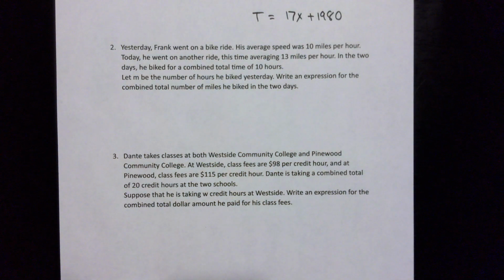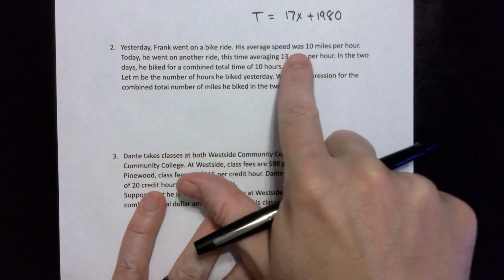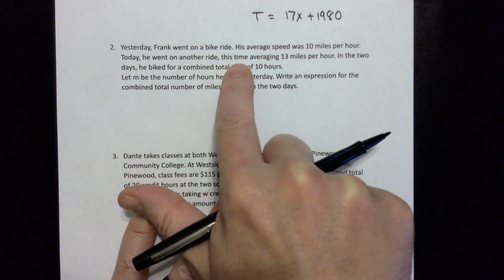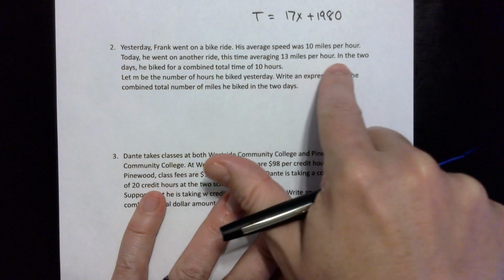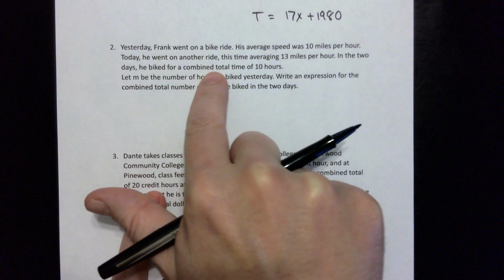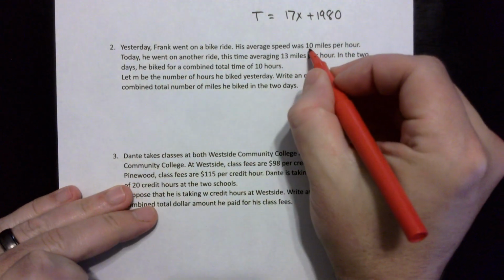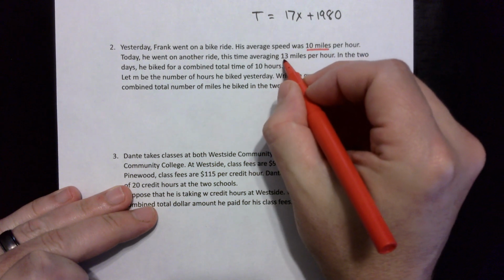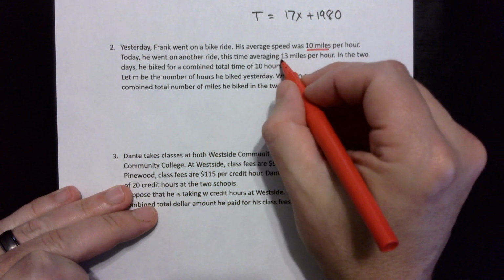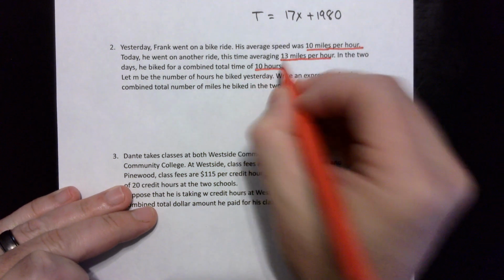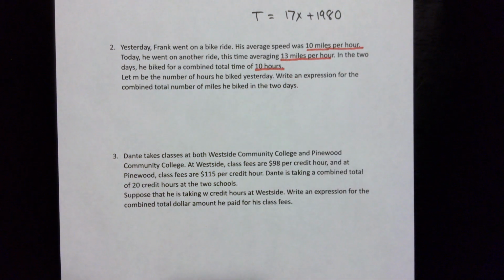Yesterday Frank went on a bike ride. His average speed was 10 miles per hour. Today he went on another bike ride, this time averaging 13 miles an hour. In the 2 days, he biked for a combined total time of 10 hours. Let's underline this information: 10 miles per hour for yesterday, 13 miles per hour today, and time is 10 total hours for the combined two.